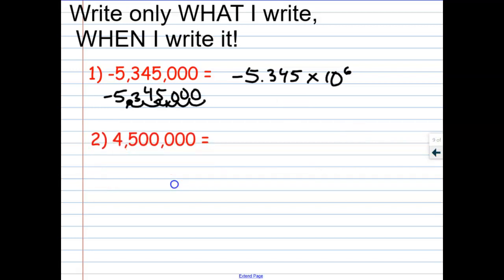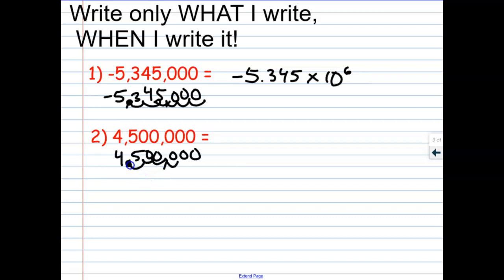Okay, again, so nice, we're going to write it twice. Okay, all right, step one, put that decimal after the first non-zero digit. Step two, count. 1, 2, 3, 4, 5, 6. So 4.5 times 10 to the 6th power because it's a big number.